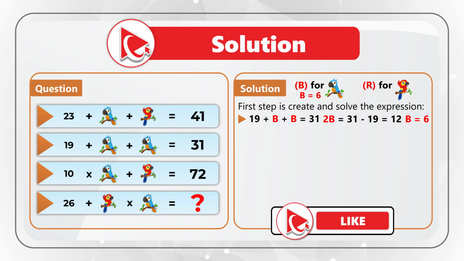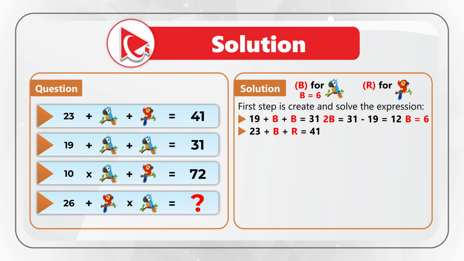Knowing the value for blue parrot, we can solve the first expression. 23 plus B plus R equals 41, which means that 23 plus 6 plus missing variable R equals 41. After the calculations, R equals 41 minus 29 equals 12.